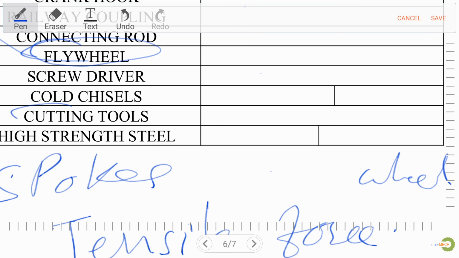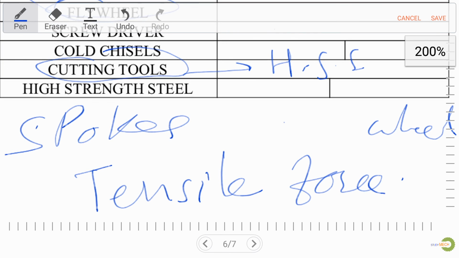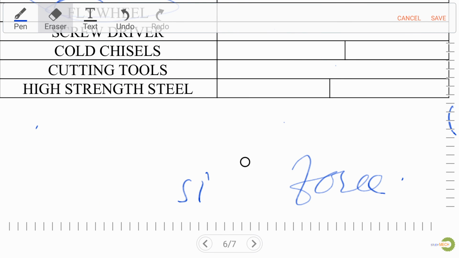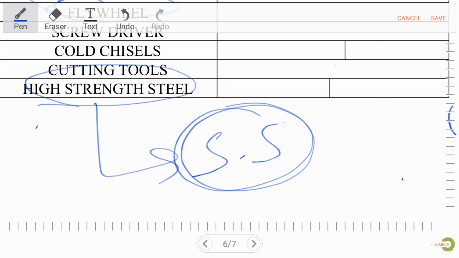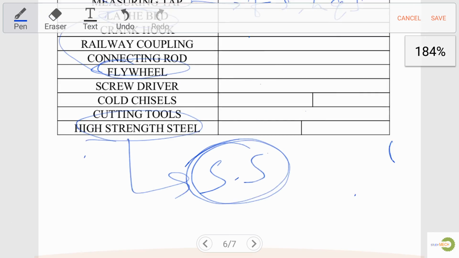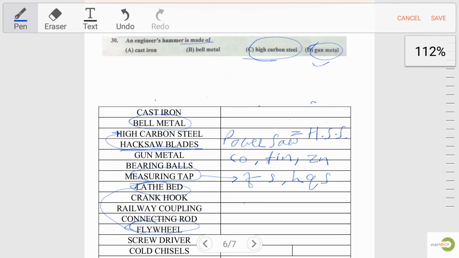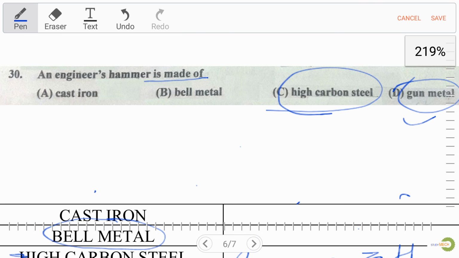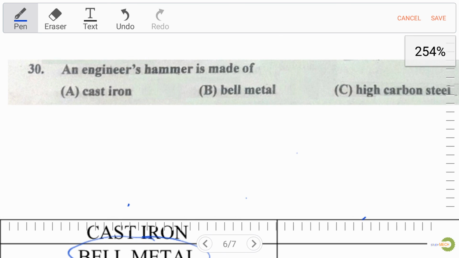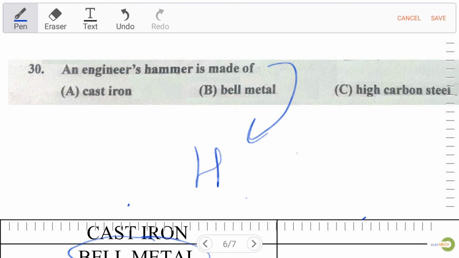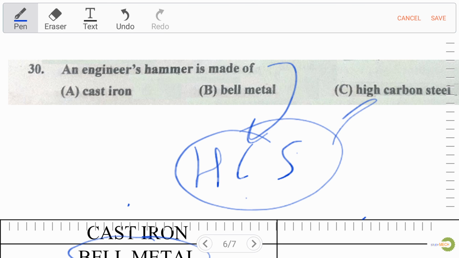Now cutting tools are made from high speed steel. Okay. Now next is high strength steel. High strength steel is known as stainless steel. Remember this, stainless steel. I think we have discussed a lot for this question. So let's recall the answer of this question, that an engineer's hammer is made of high carbon steel. Remember this.